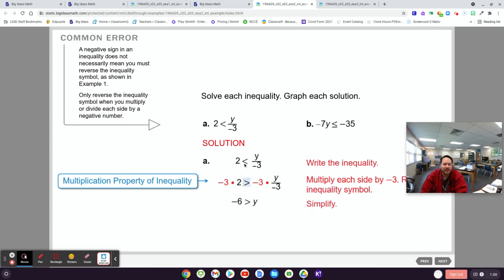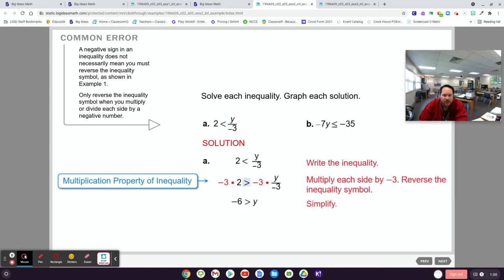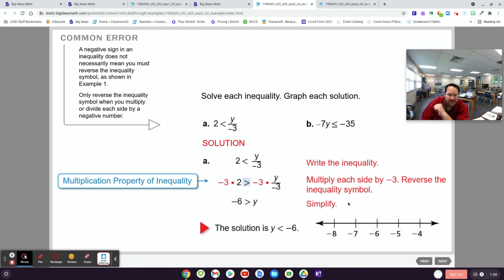Okay, so now you get negative 6 is greater than y. Everything else from here on out is the same. So remember, if you're going to rewrite the y first, y is less than negative 6 if you're switching them around. So would this be an open or closed circle? Yes, it would be an open circle. Would the arrow go to the right or to the left? The arrow would go to the left because it's anything smaller than negative 6. So open circle on negative 6, and there it goes to the left.